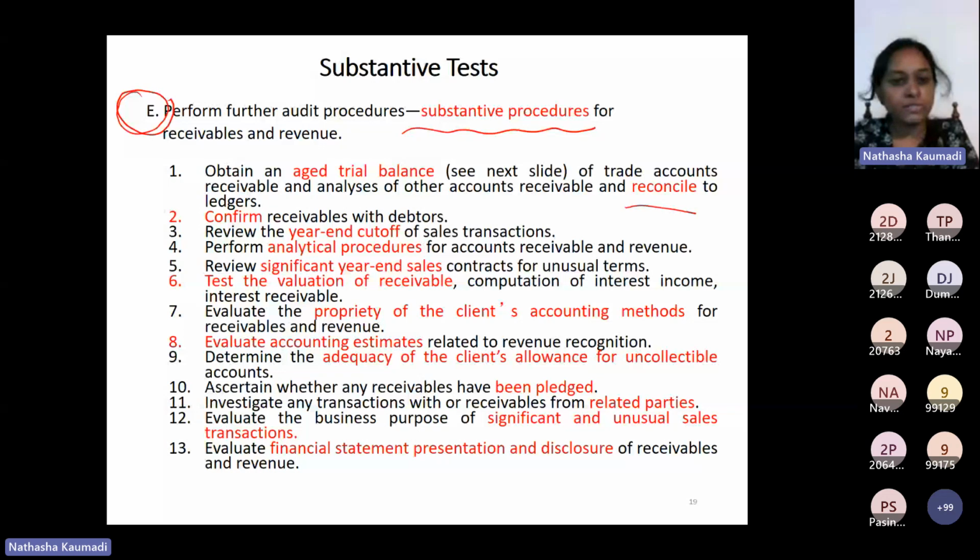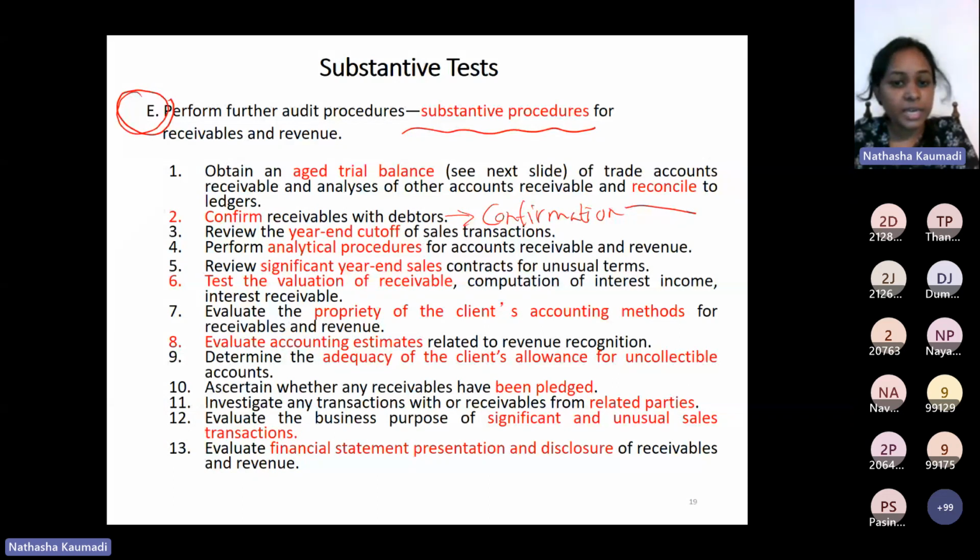And then confirm receivables with debtors. What is this audit procedure? Confirmation. That is also there. Now review the year-end cutoff of sales transactions. You can do a cutoff test. That is also a substantive test. Perform analytical procedures for accounts receivable and revenue. Can you remember? Last week we did analytical procedures. You are computing trends and ratios. You are drawing trend analysis. All these things, you are performing analytical procedures.